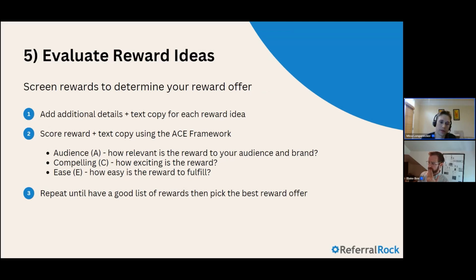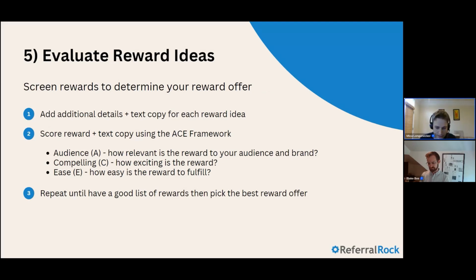And so here we're going to add some additional details. We're going to add some text copy, and then we're going to screen them using what we call an ACE framework. So ACE stands for audience, compelling, ease. So audience, how relevant is that reward to your audience and brand? Compelling, how exciting is the reward? And ease, how easy is that reward to fulfill? And then you'll repeat this process to come up with a good list. And then you're going to use that to pick your best offer.